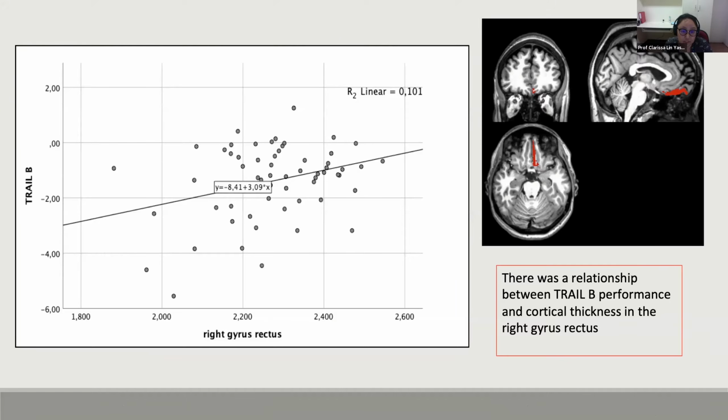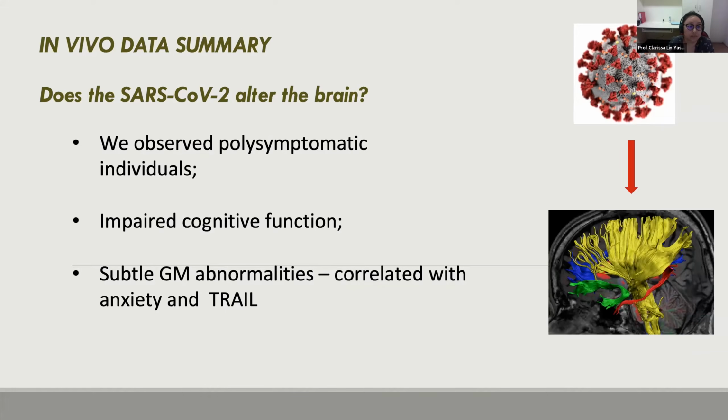We were interested to see whether or not all these structural abnormalities would be correlated with performance. And here we can see that we identified some of these relationships. Trail B, poor performance associated with thinner cortex in the right gyrus rectus. So in summary, our in vivo data showed that most of the patients remain polysymptomatic even after 2 months. We identified some impairment in cognition and some subtle abnormalities in the MRI.